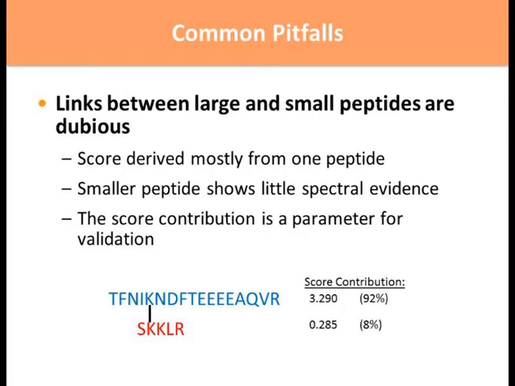Despite all of these efforts in validation, there are still some pitfalls that occur. One of the most common pitfalls is the occurrence of large peptides linked to small peptides. As explained with the algorithm, the score for each individual peptide is dependent on the number of B and Y ion matches that occur. A small peptide has very few B and Y ion matches, so there is actually very little spectral evidence for these peptides when they are linked to a large peptide.